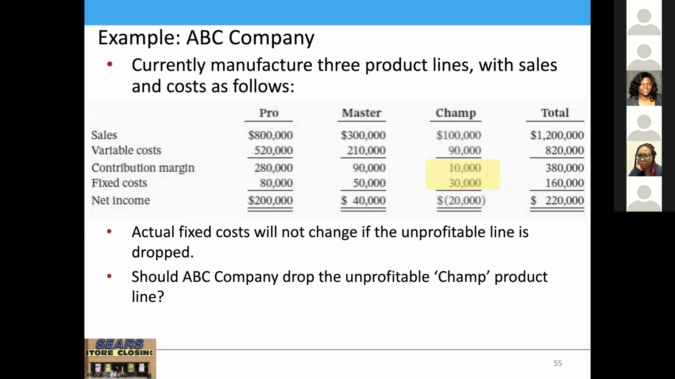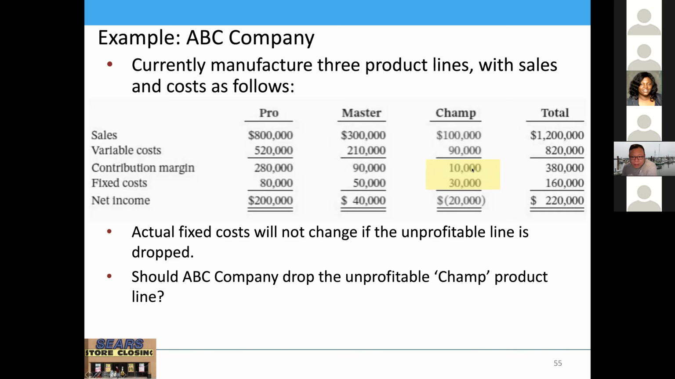I lost, let's see. Oh, the selling minus variable, so that thing, I forgot the name of it. Yeah, the contribution margin, right? So if you close champ, you lose contribution margin, right? How much did you lose? The 10,000? Yeah, okay. So basically the contribution margin you are losing is 10,000, right?